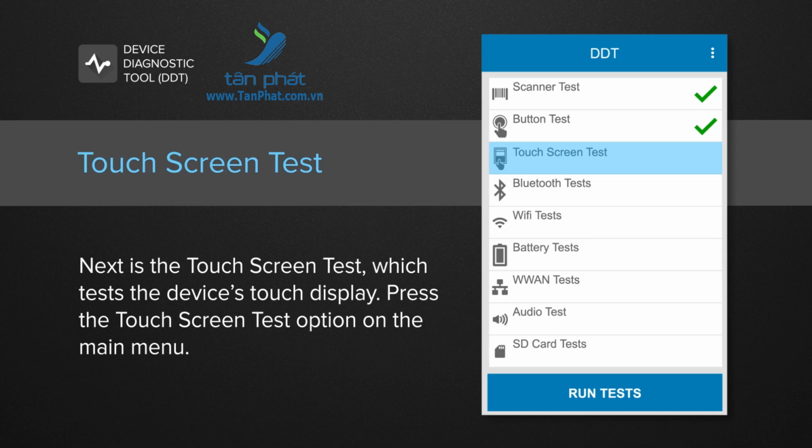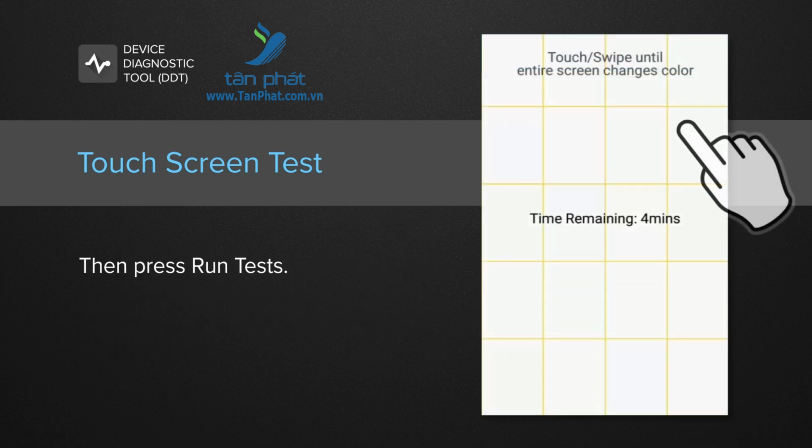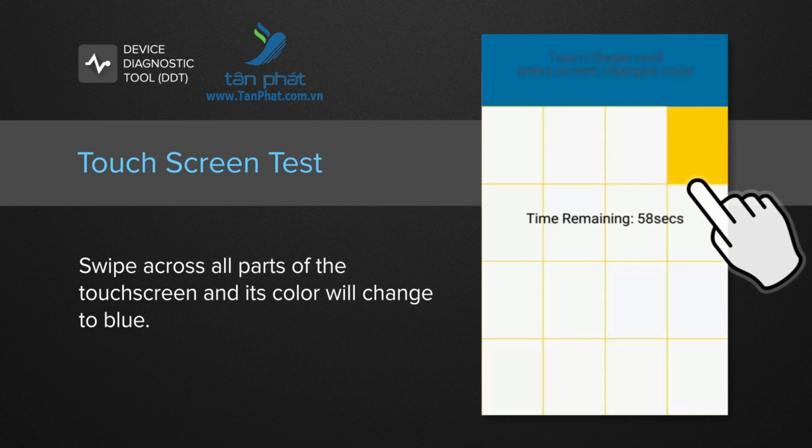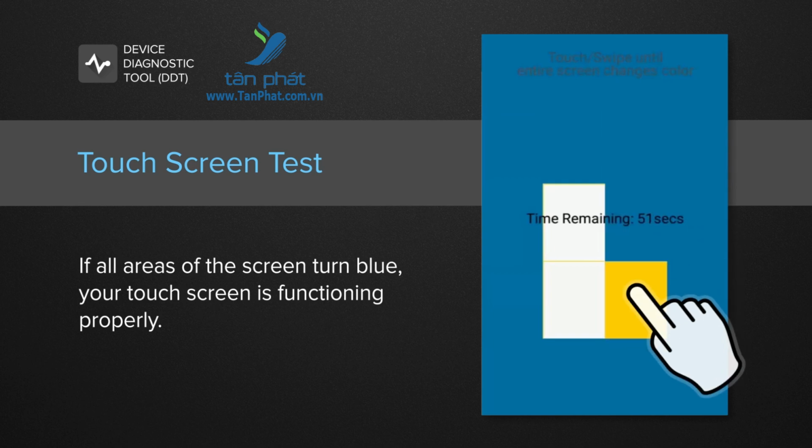Next is the touch screen test, which tests the device's touch display. Press the touch screen test option on the main menu. Then press Run Tests. Swipe across all parts of the touchscreen and its color will change to blue. If all areas of the screen turn blue, your touchscreen is functioning properly.